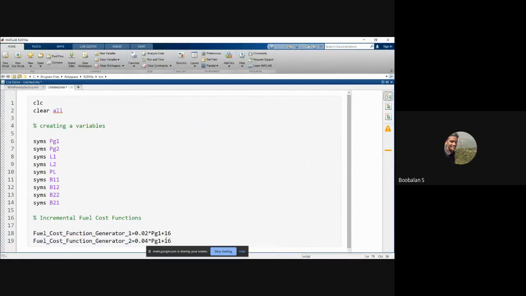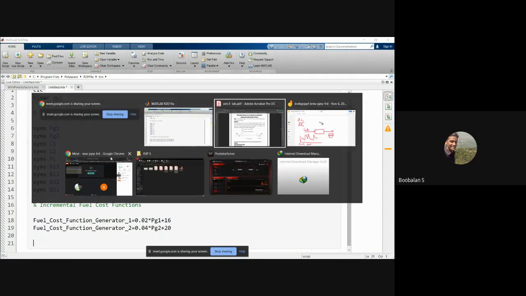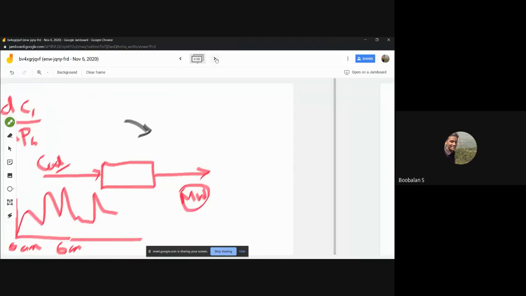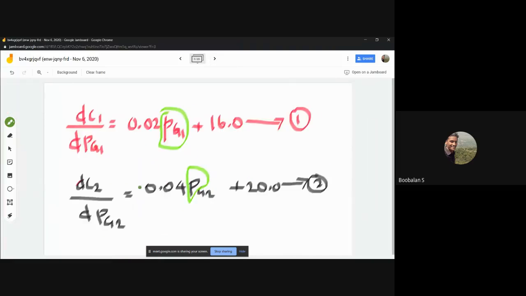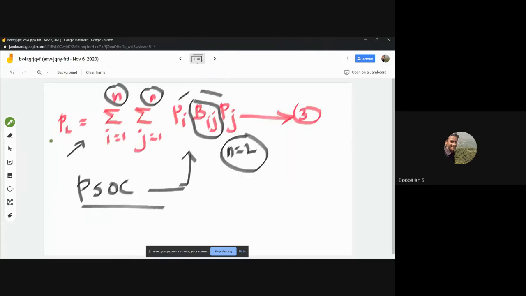0.04, I think I'm just going to hide it, right? So 0.02 and PG2, and this also is now 20, right? And now we create the two fuel cost function generators. Next step, we need to go back a second. We create the two incremental fuel cost functions we just created. And next step we need to create this one, right?